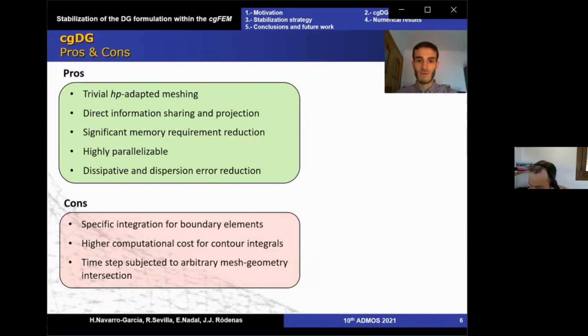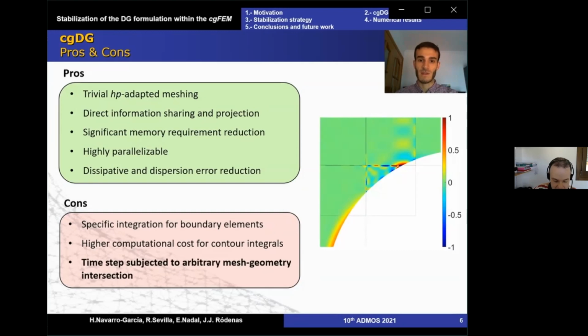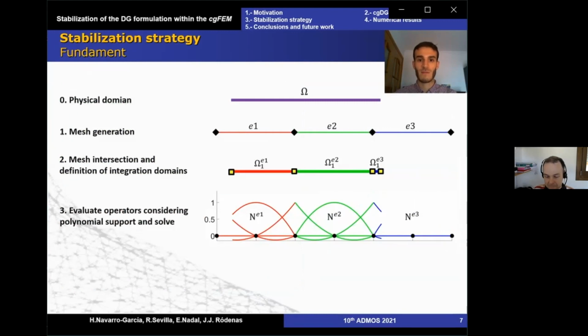The key aspect we need to overcome in order to make possible the practical use of the proposed scheme is the dependence of the maximum stable time step on the mesh geometry intersection. The portion of an element inside the computational domain in CGDG may be arbitrarily small. Following the workflow presented in the slide, we notice that element 3 has very little support and that the degrees of freedom associated to the node on the right only affect the solution within the computational domain.